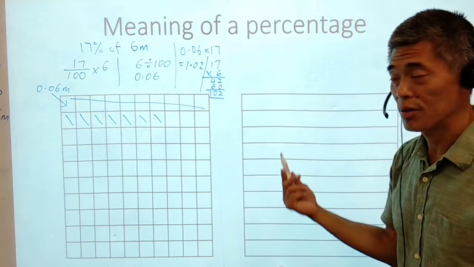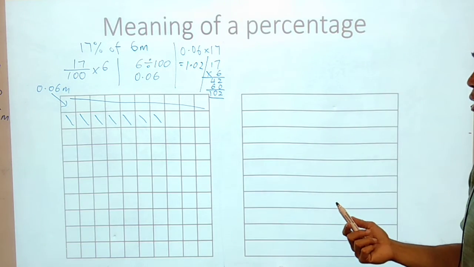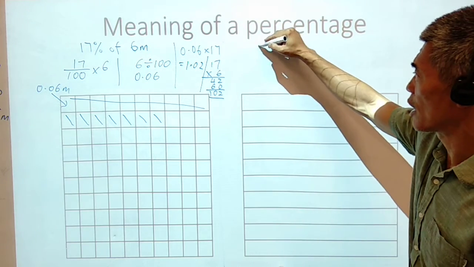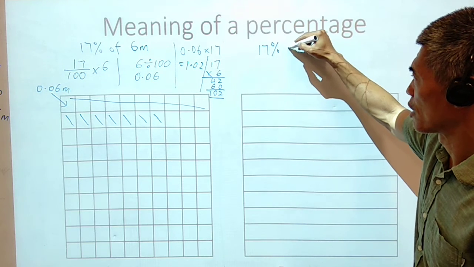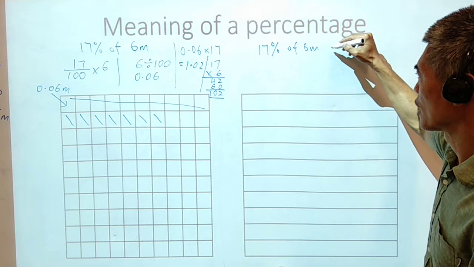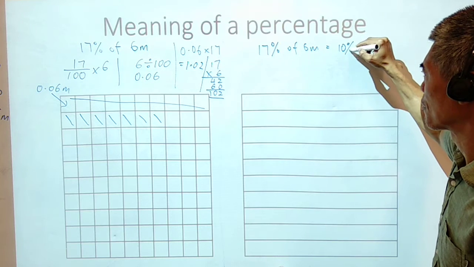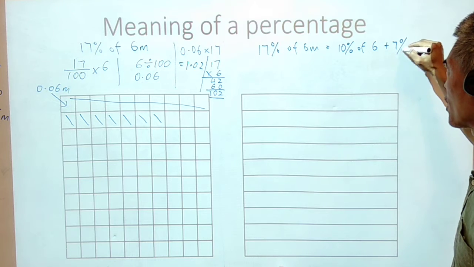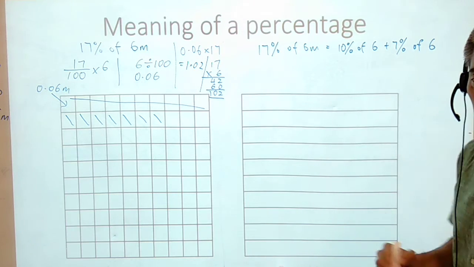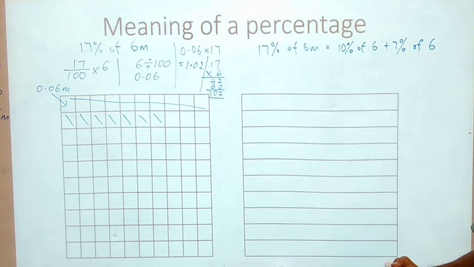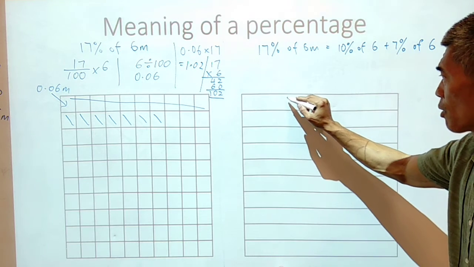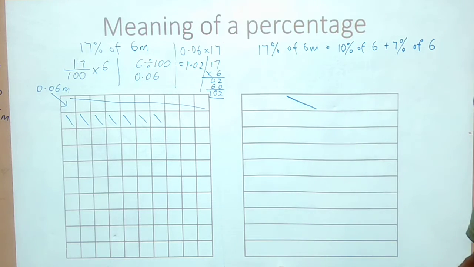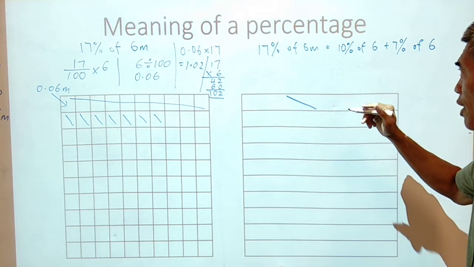Right? Now, on the other hand, if you are not very good with multiplication, you can see 17% of 6 meters as 10% of 6 plus 7% of 6. Now 10% of 6 meters is quite easy, quite straightforward. So 10% is 1/10 of 6 meters.